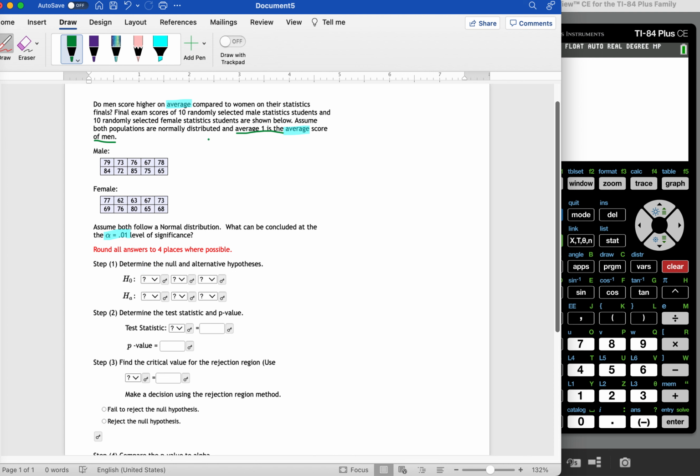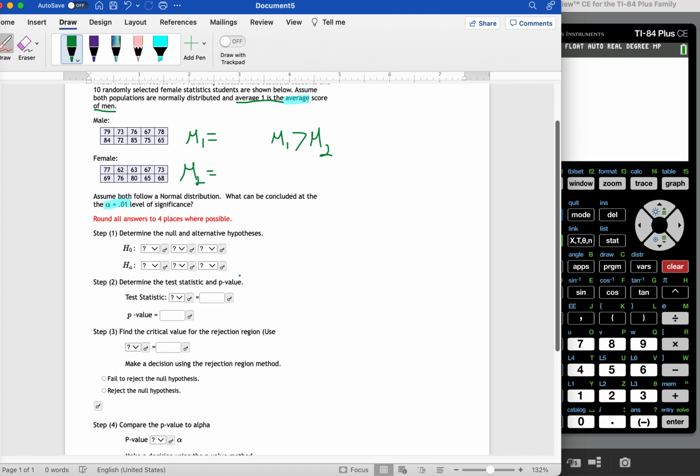So it says to let the first group be the males. So we're going to let M1 be the mean from the male sample, and we're going to let M2 come from the female sample. And it's asking if men score higher on average. So when we set up our test, we're going to do a right-tailed test. We're looking to see if the mean for men is greater than the mean for the women.